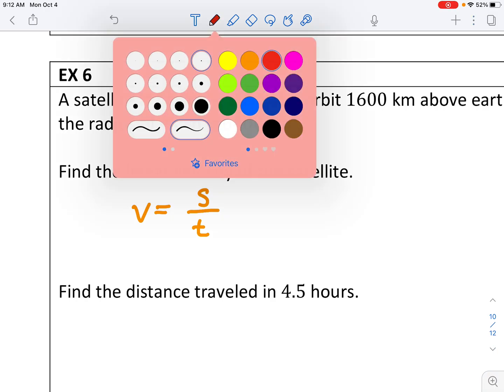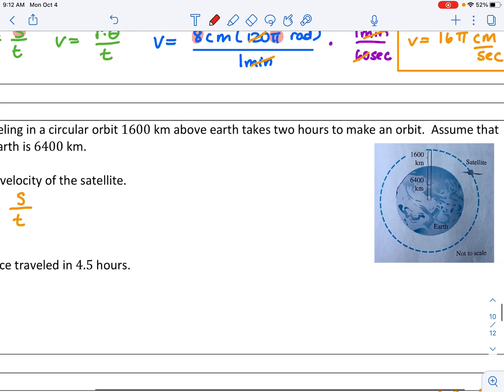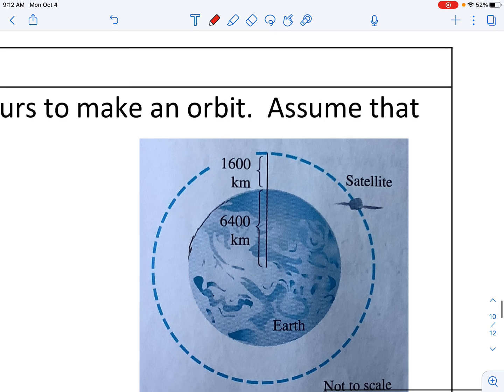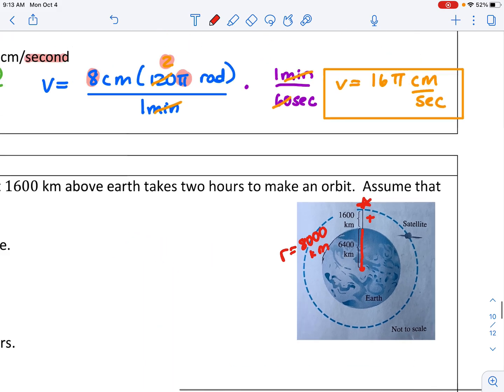Now, looking at the information that we have, let's come back to our picture. They're saying that the radius of the Earth is 6,400, but our satellite is up here. We are going to have to add on our 1,600, how far the satellite is above the Earth, to get our total radius, which will end up being 8,000 kilometers.